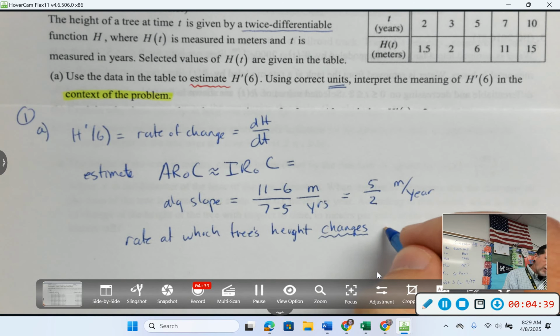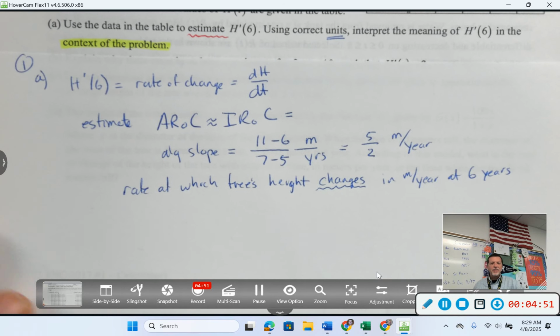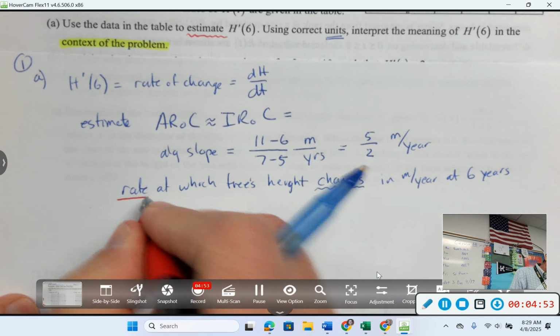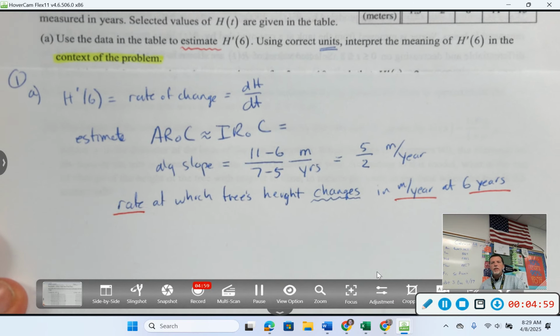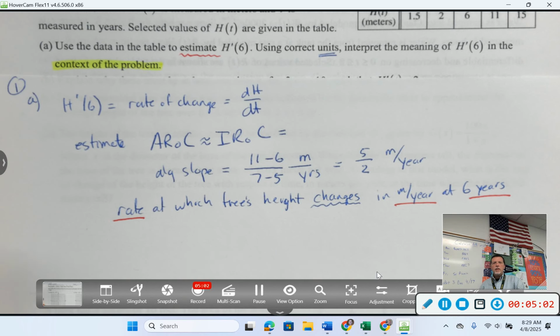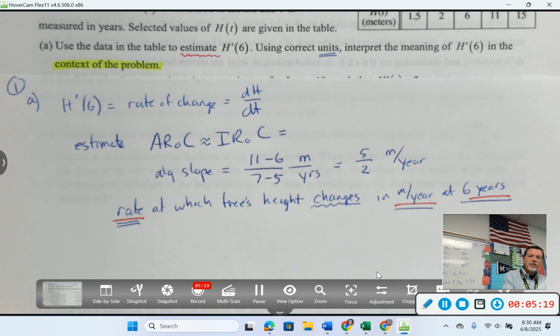The rate at which the tree's height changes, in meters per year, at 6 years. And it really should have all of that. So the words they would be looking for are rate, meters per year, at 6 years. Ben, do you understand why your answer was technically correct, but not what they were looking for? Yes, it is the slope of h, but in the context of this problem, what do you mean by slope of h? They really want you to say rate, and they want you to get the units and the time.